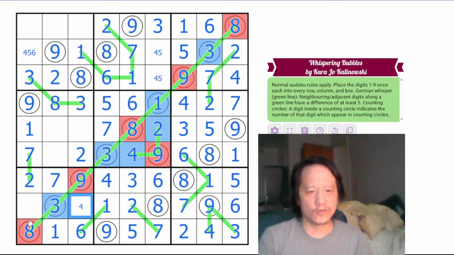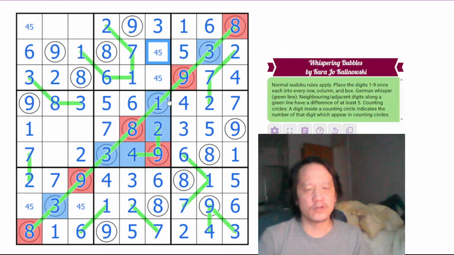4s... This has to be a 4, 5 pair. We have 4, 5, 6 as a possibility, but this can't be 6. Where is a 6 in column 1? It has to be here. This 5 eliminates 5 here, so it's 4 and 5.